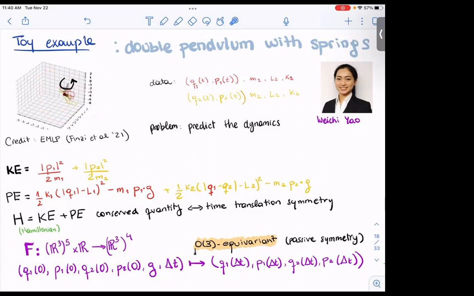And we can think of it as a passive symmetry. When I rotate the gravity with everything else, it's kind of like a change of coordinates that I'm doing. This is not an observed symmetry, but a passive symmetry, whereas this symmetry over here is an observed symmetry of the system that I can observe. So incorporating the gravity into the predictions allows me to have a fully O3 equivariant system.